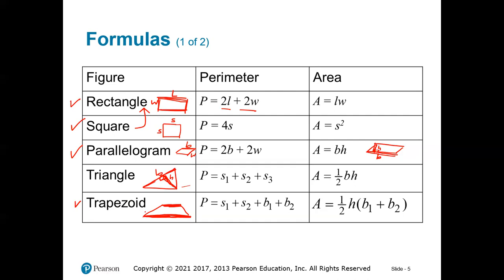So what is the perimeter of a trapezoid? Just add all these sides together. So it's S1 plus S2 plus B1 plus B2. If I call these B1 and B2, and if I call this H here, this is the height, from 90 degrees, the area would be 1/2 times H times the sum of the bases, B1 plus B2, if you want to call them bases.